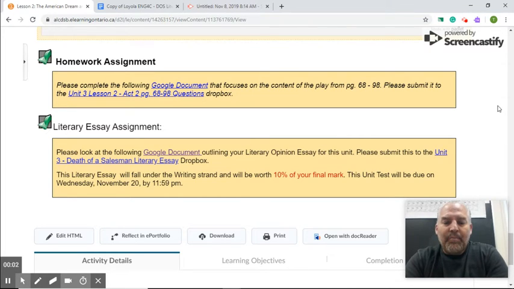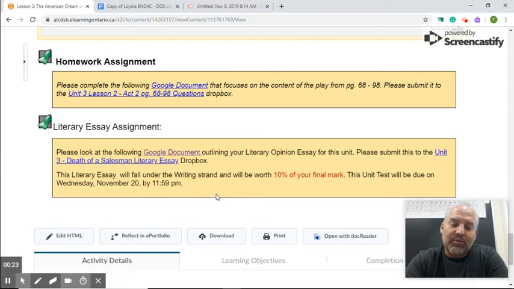Hey, everybody. Just wanted to have a discussion about your literary essay that's going to be due. And don't worry, it's not due for a little while. It'll be due for our class right here, the date right there. And as always, by 11:59 p.m. This is a big one. It's worth 10% of your final mark.